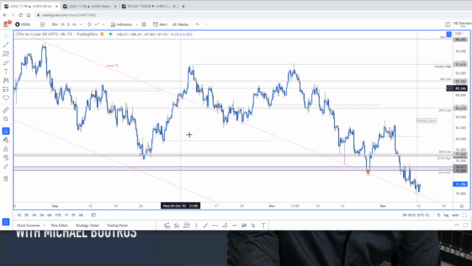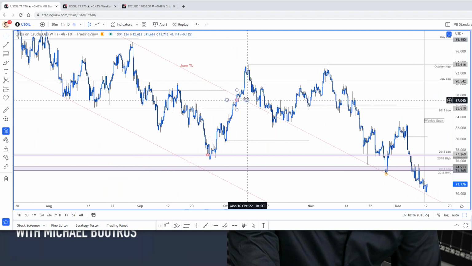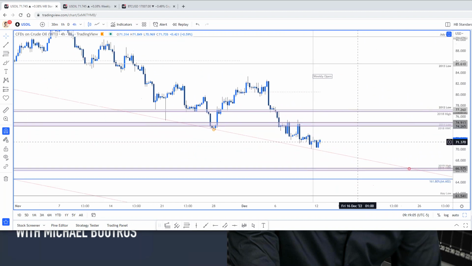Again, here's the near-term picture. This is just basic June trendline resistance, breakout, support, a little bit of a pivot there, but support, support, support, support again? I don't know.